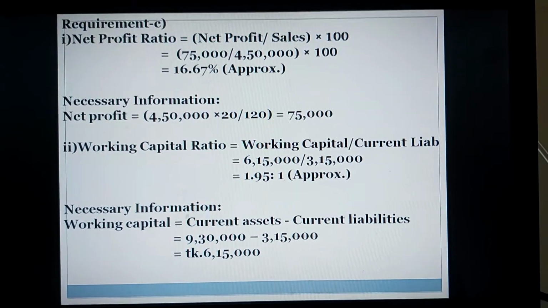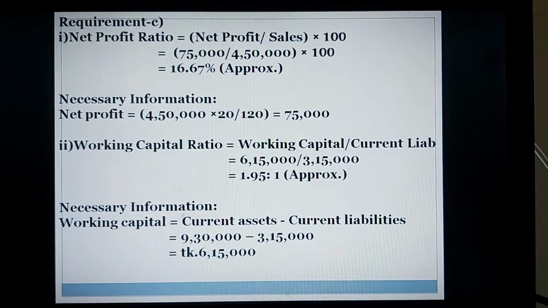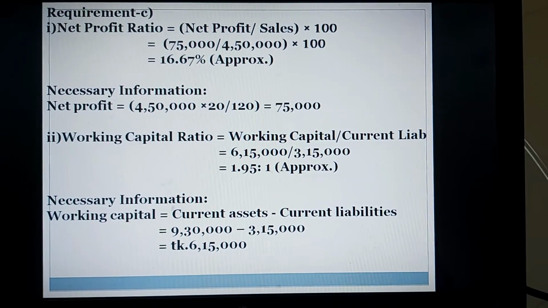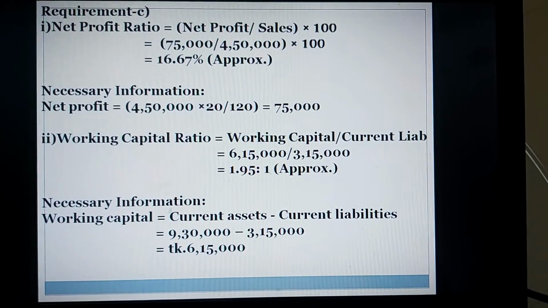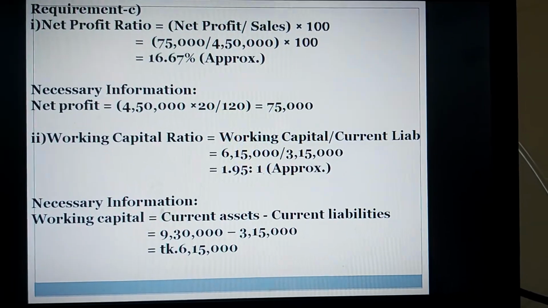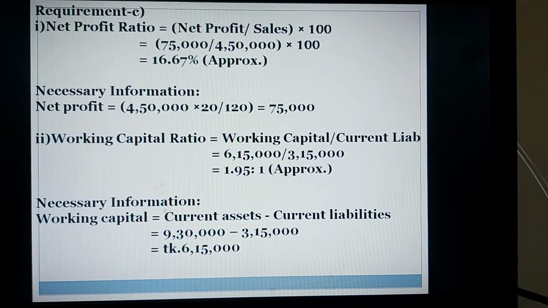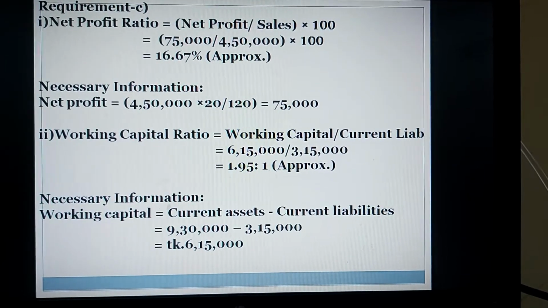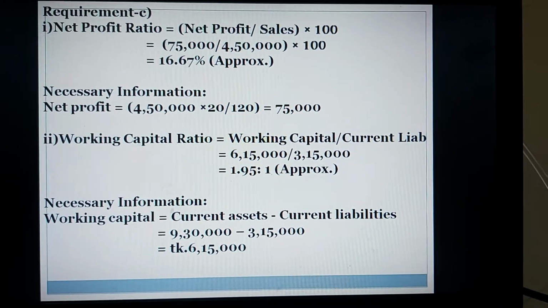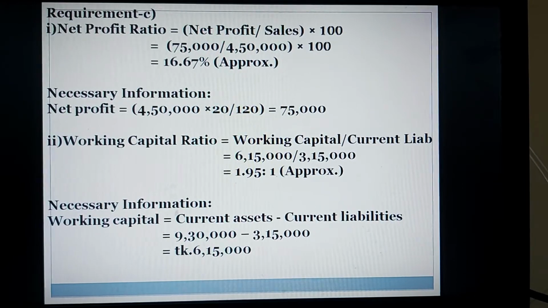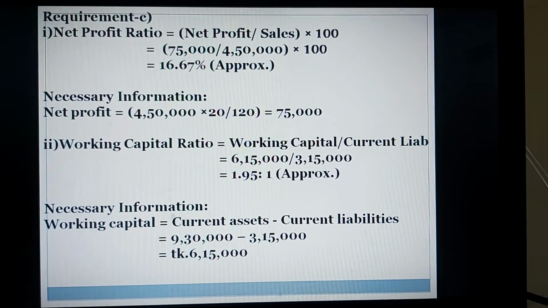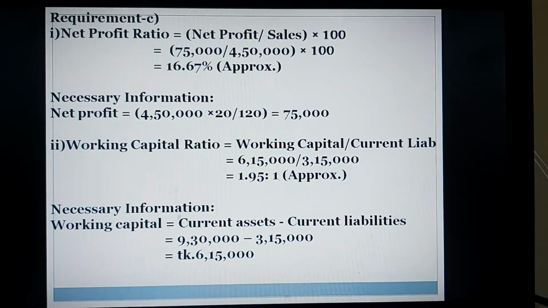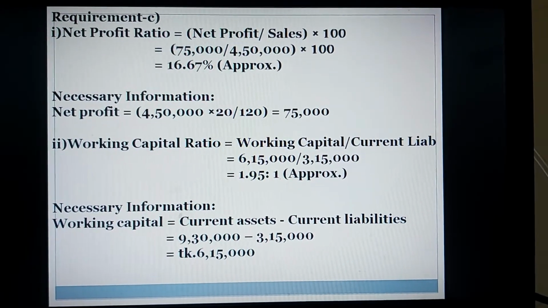So you can go for computing net profit ratio. Net profit ratio is equal to net profit divided by sales into 100. So 75,000 for net profit divided by 4,50,000 for sales into 100 is equal to 16.67% approximate value. I repeat again, net profit ratio for this math is 16.67% approximate value.